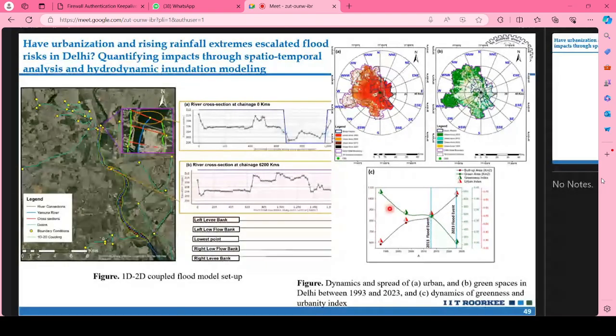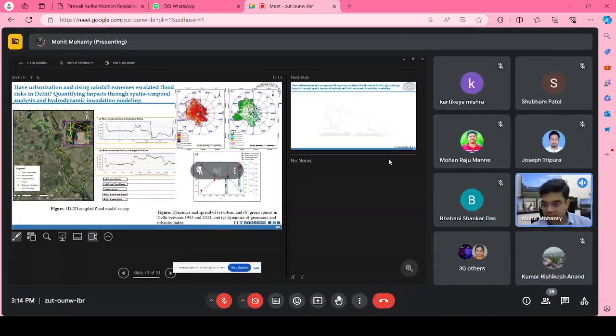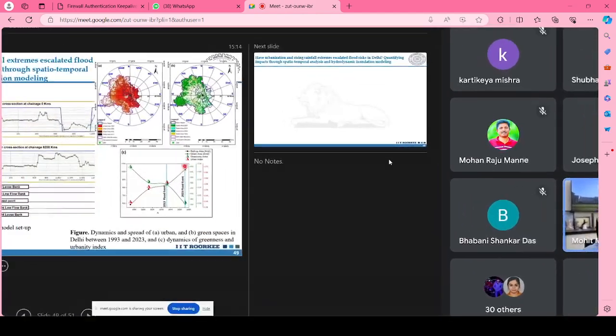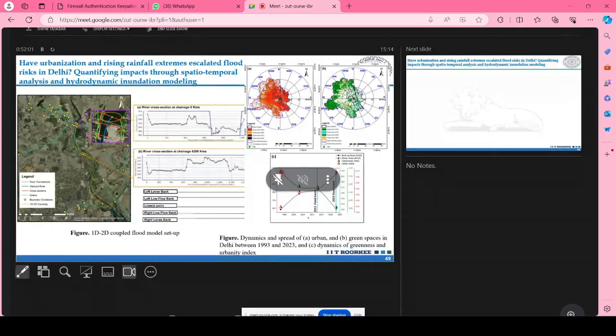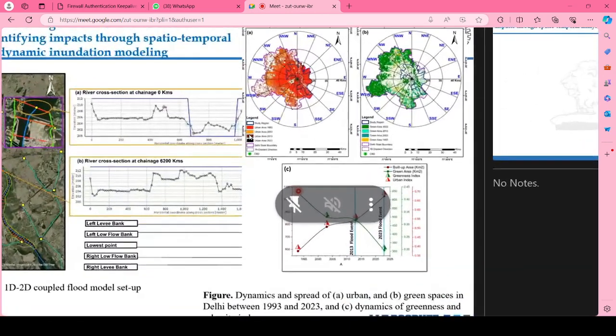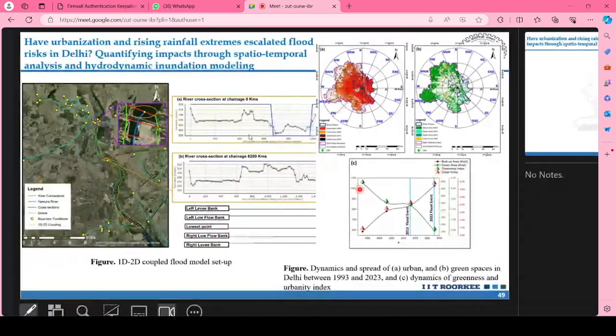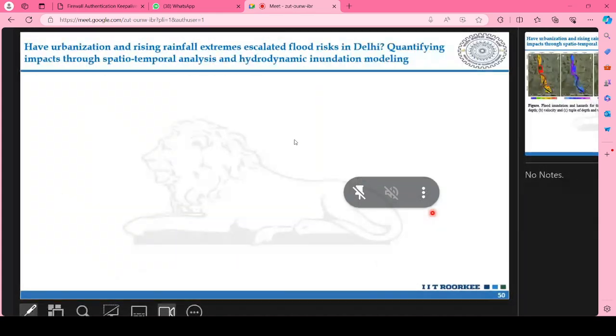This is clearly indicated in this index. Here you can see between 93 and 2023, the urban index has increased, right? You can see a clear exponential increase. Similar to that, you can see a huge, gradual decline in the greenness index. And these are the time periods when the flood events had occurred.